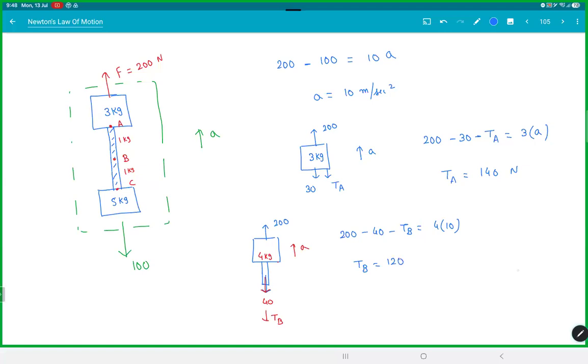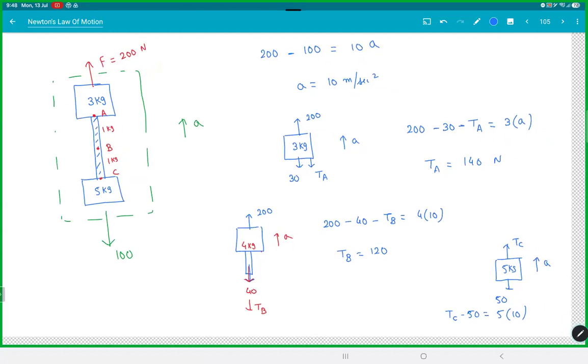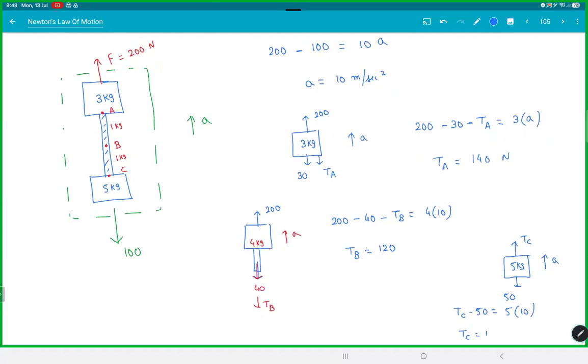Great. You want tension at C? I will take only the 5 kg block. This would be TC, your own weight, 50, and you're done. Acceleration: TC minus 50 is equal to 5 into 10. So TC is 100 newtons. Check. Is it all clear, everyone? Draw your FBD, put your forces, put your accelerations, write net force is equal to mass into acceleration.